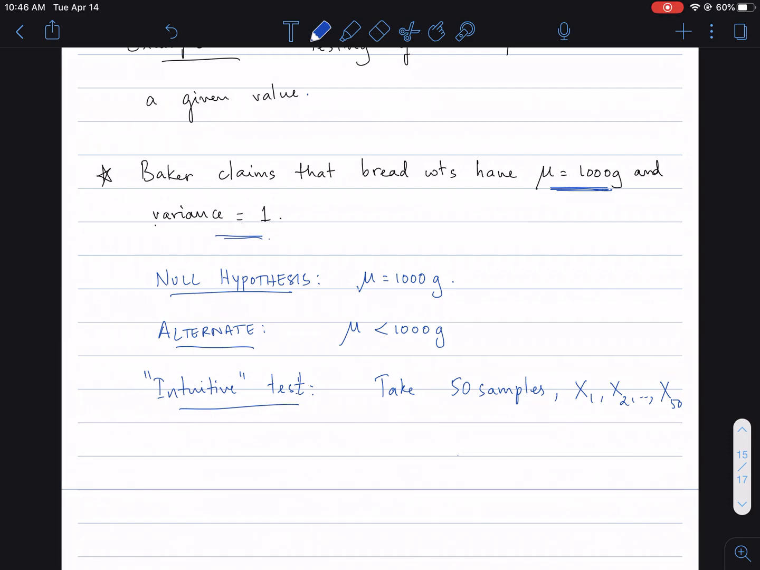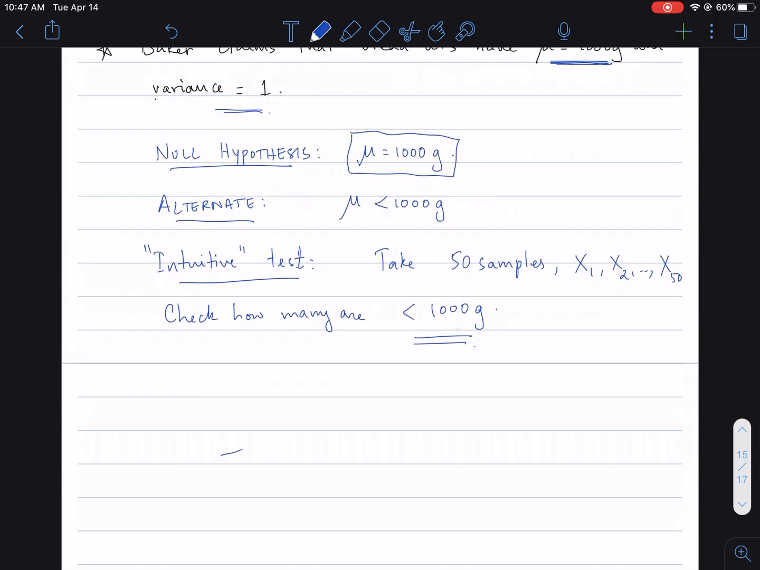And check how many are less than, suppose I do something naive and check how many are less than or equal to 1000 grams. This number is going to be pretty high even when mu is equal to 1000 grams. Because if this value is distributed as a Gaussian around 1000 grams, so this is 1000 grams, mu equals 1000, and variance is 1. So this number is actually 1001, this number is 999.